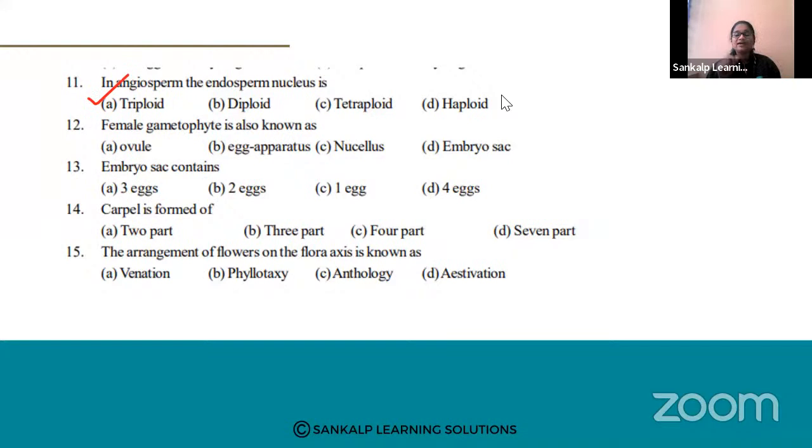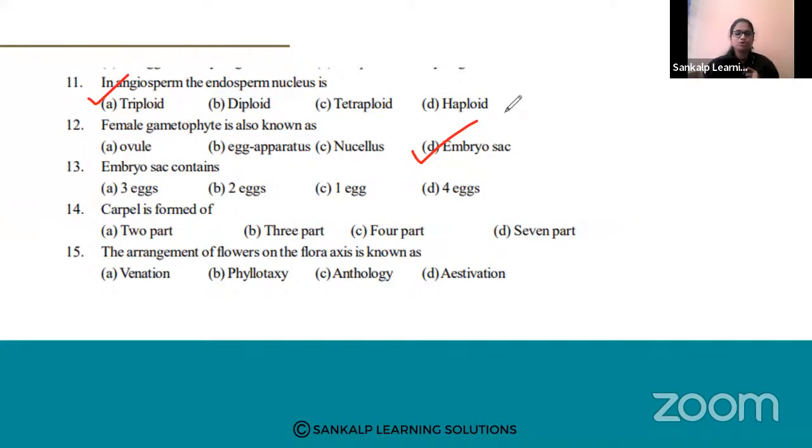12th question goes like this. Female gametophyte is also known as option A ovule, option B egg apparatus, option C nucellus, option D embryo sac. What about your response, guys? Puttalakshmi option A, Pappu option A, Maheshwari, Lalitya option D, Inchara option A, Spandana option D, Satish option D. Okay, so A, D, A, D. What is the right answer? The right answer is option D, embryo sac. The female gametophyte carries an embryo: after the zygote forms, it divides and forms an embryo. As it carries an embryo, it is regarded as the embryo sac.